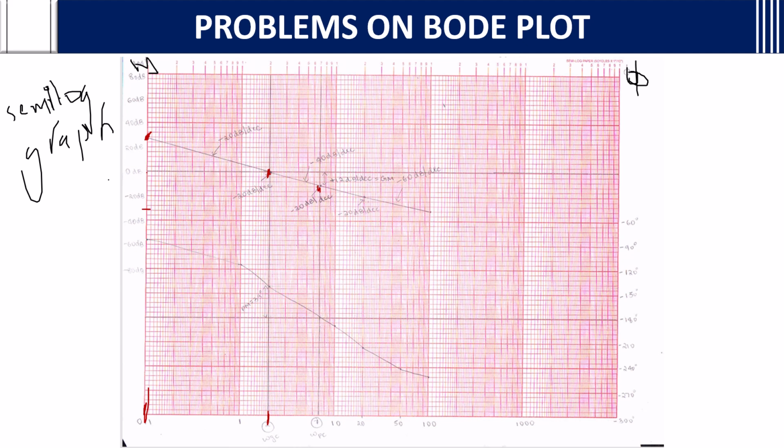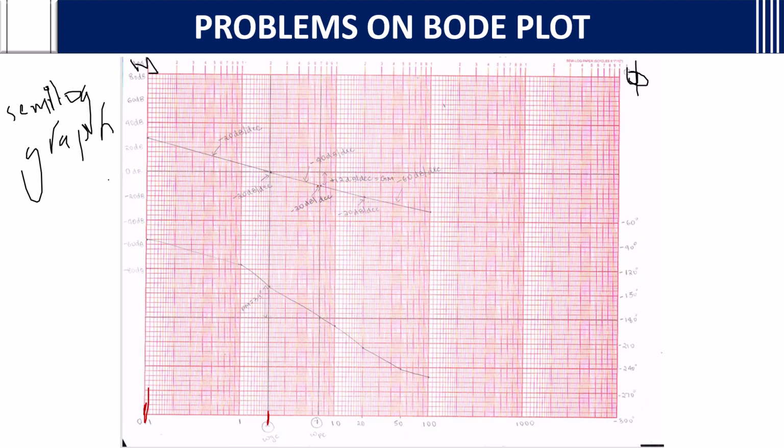Once you have all these points, you will just draw a line through them. See, this is minus 20 dB and again minus 20 dB. Accordingly you mention the slopes also. Lastly you will get minus 60 dB and here it is 40 dB. So you are done with the graph of the magnitude plot.